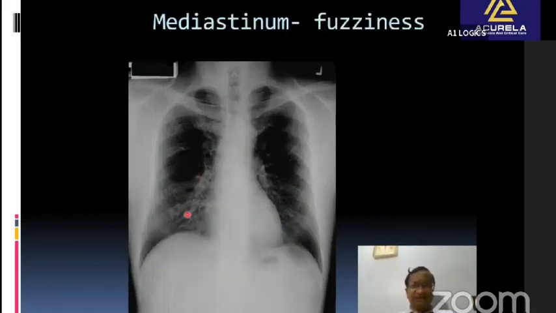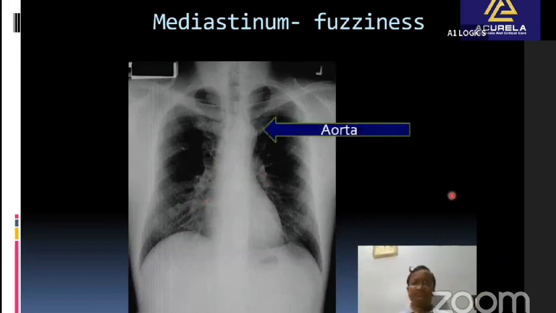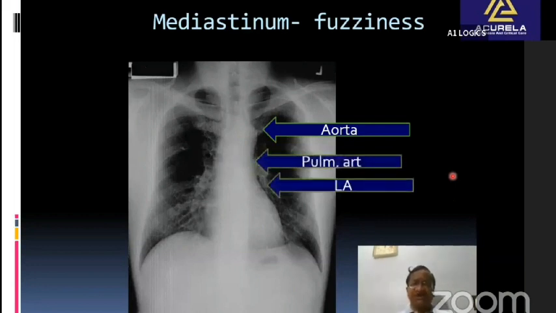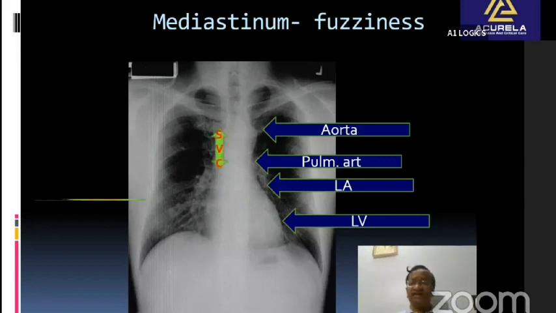So here there is a mediastinum. There is a small fullness here. Now we have got this, and we have got this. Then we go to the mediastinum: the aorta, then the pulmonary artery. I am on the left side. This is the left atrium. Then we can see the left ventricle. So on the left side, it's an exam question: aorta, pulmonary artery, LA, LV. That we should tell. On the right side, it is SVC plus RA. That is what we should tell in a normal X-ray.